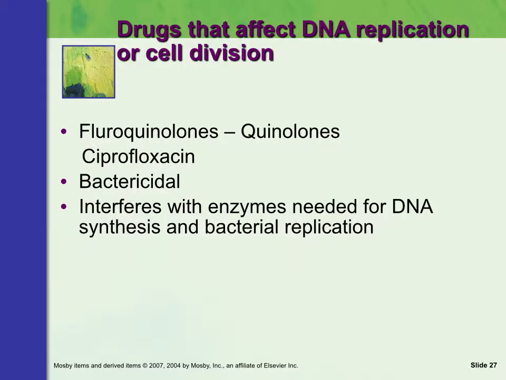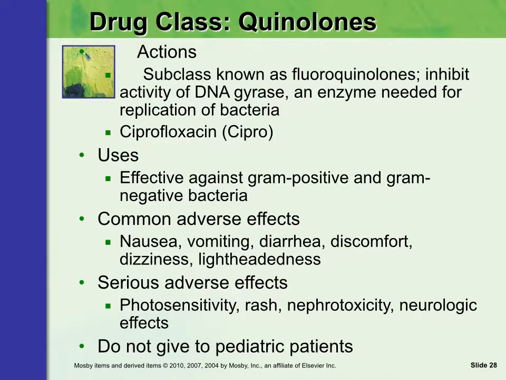And the next drug we don't give quite so often, the fluoroquinolones. Ciprofloxacin is an example of that. It's bactericidal. It interferes with the enzymes of the bacteria necessary for DNA synthesis and replication, and so it interferes with the replication of the bacteria. And the quinolones, we should not give it to a child under age 18.